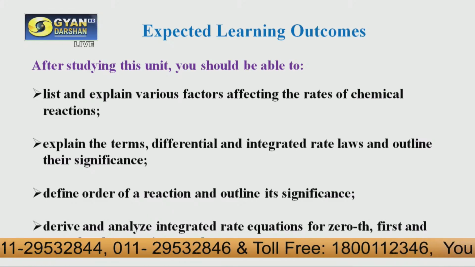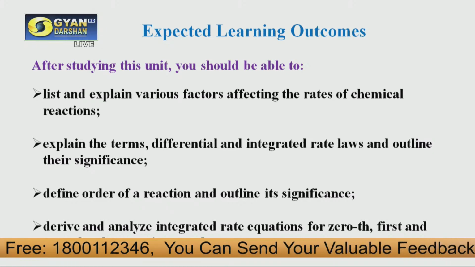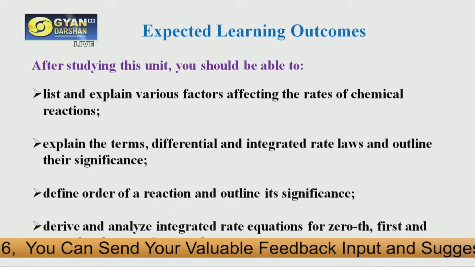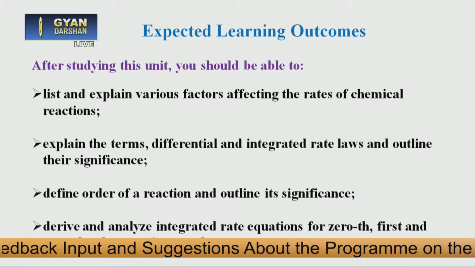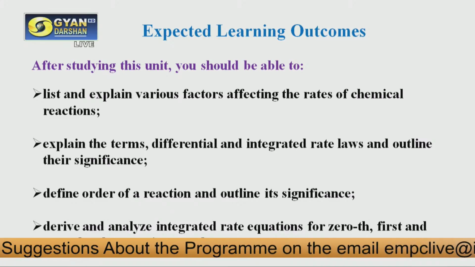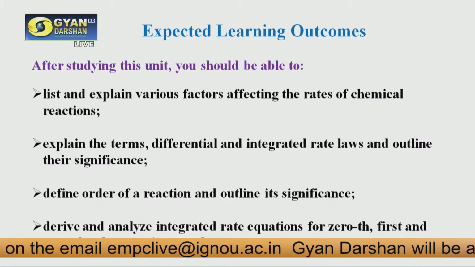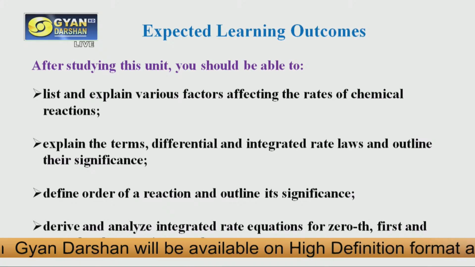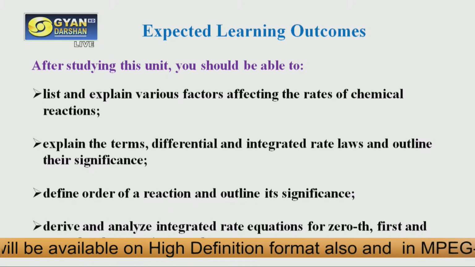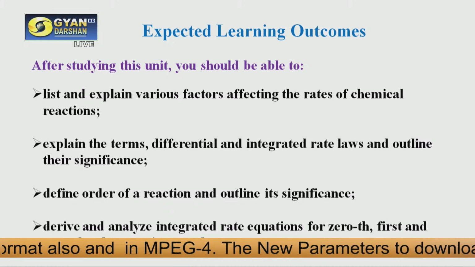After that, explain the terms differential and integrated rate law and outline their significance: how we can calculate the differential rate equation and the integrated rate equation, what their significance is and how important they are. Then they can define the order of a reaction and outline its significance: what the order of the reaction is, how to calculate it, and whether it is just the stoichiometry or the molecularity of the reaction, and what the difference between these is. And after that they can derive and analyze the integrated rate equation for zeroth, first and second order reactions, with just a little bit of idea about these first, second and third order reactions.